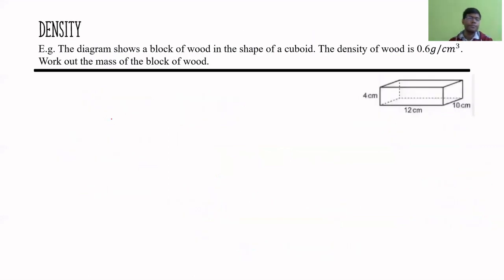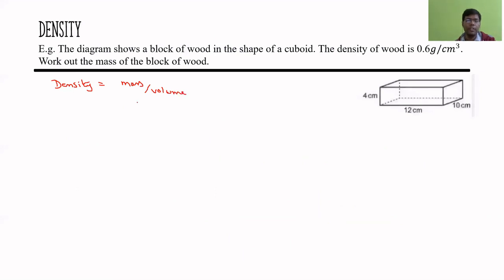Okay, so we have the next question. The diagram shows a block of wood in the shape of a cuboid. Okay, so this is a cuboid of wood. The density of wood. Okay, so now from speed we have come to density, and we know that density is equal to mass by volume.